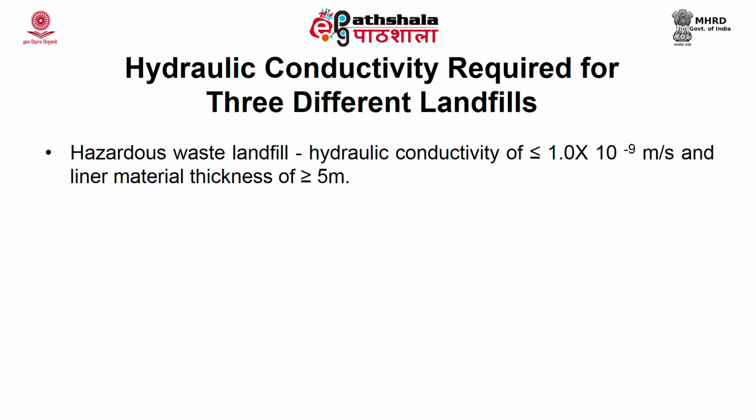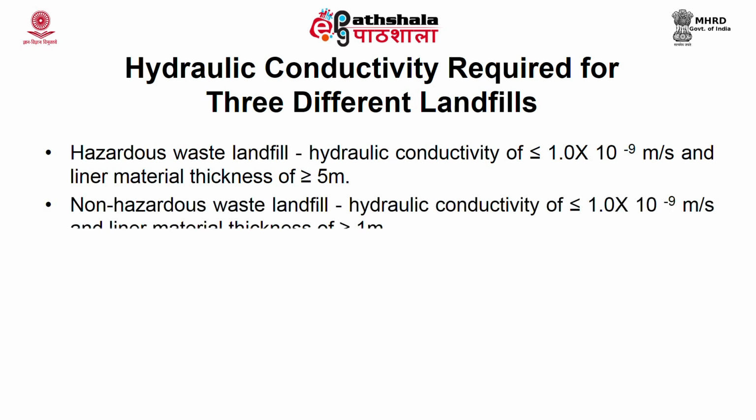For a hazardous waste landfill or a secured landfill, a hydraulic conductivity of less than or equal to 1 into 10 to the power of minus 9 meter per second and a material thickness of greater than or equal to 5 meter can be used. On the other hand, for a sanitary landfill where non-hazardous wastes are loaded, a hydraulic conductivity of less than or equal to 1 into 10 to the power of minus 9 meter per second will be sufficient, and the thickness of the liner material can be greater than or equal to 1 meter.